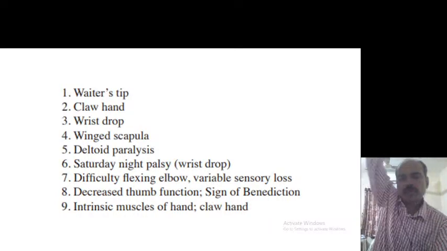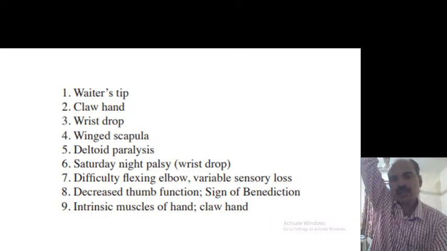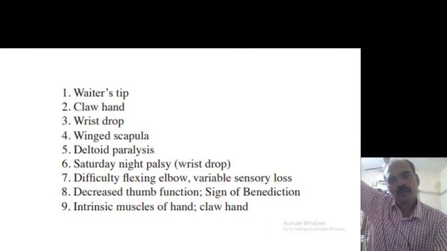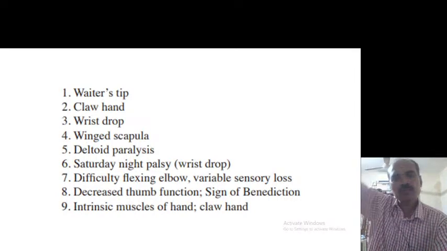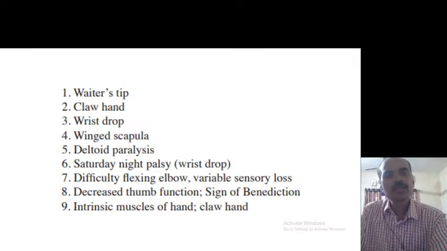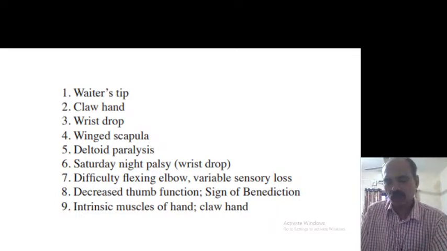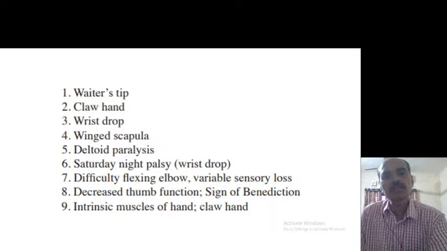Deltoid paralysis will make one unable to abduct the arm up to 90 degrees. Above 90 degrees, abduction is taking place by other muscles like serratus anterior and the trapezius muscle, upper and lower fibers. So above 90 degrees abduction is possible, but unable up to 90 degrees means injury to the axillary nerve or paralysis of the deltoid muscle, as the motor nerve supply of deltoid is the axillary nerve, which we had not mentioned earlier.